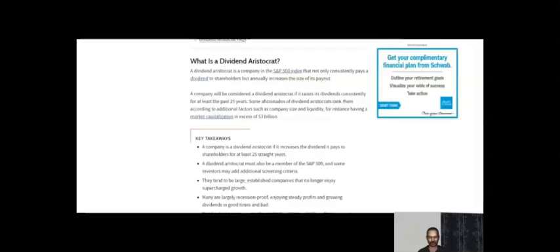A dividend aristocrat is a company in the S&P 500 index that not only consistently pays a dividend to shareholders, but annually increases the size of its payout. A company will be considered a dividend aristocrat if it raises its dividend consistently for at least the past 25 years. Some of these dividend aristocrat lists rank them according to additional factors such as company size and liquidity. For instance, having a market capitalization in excess of $3 billion.